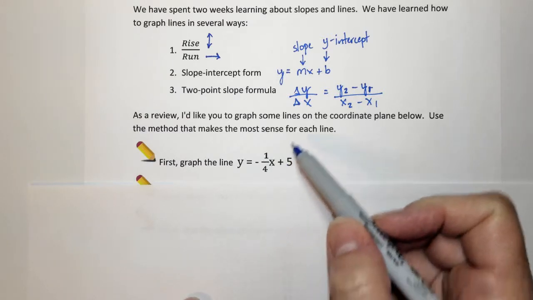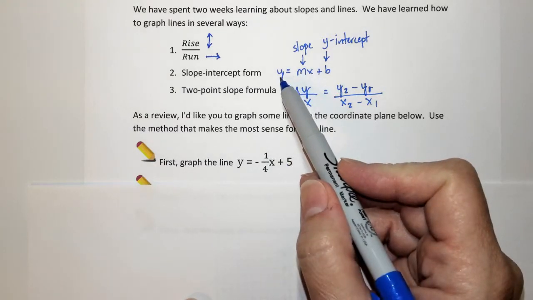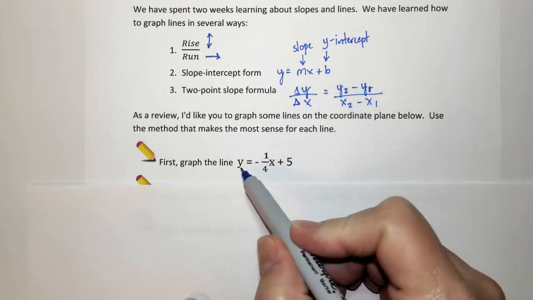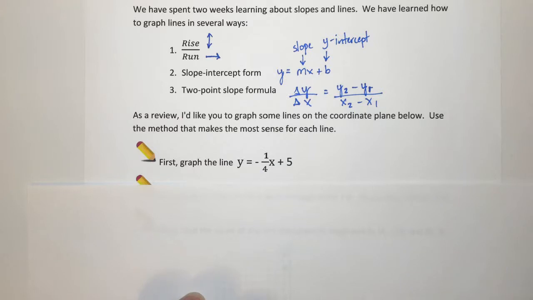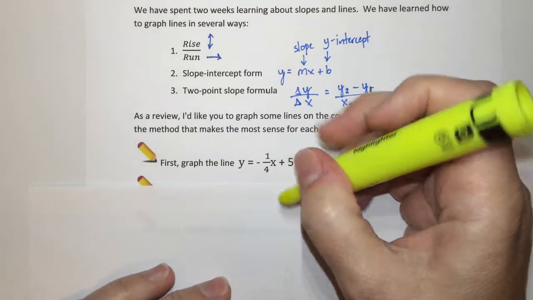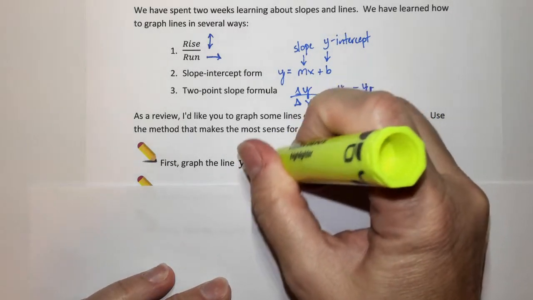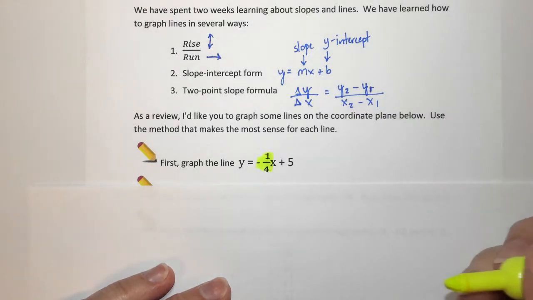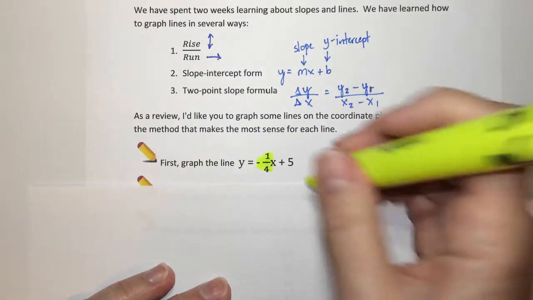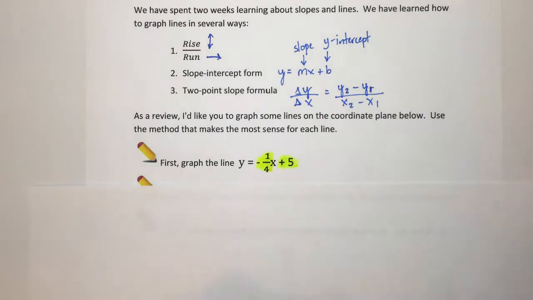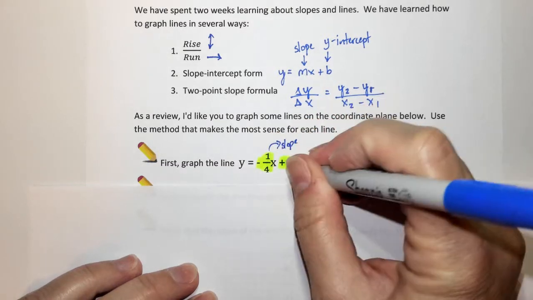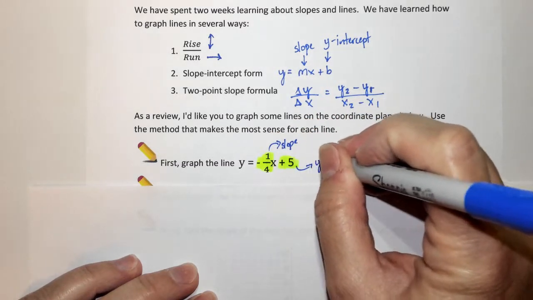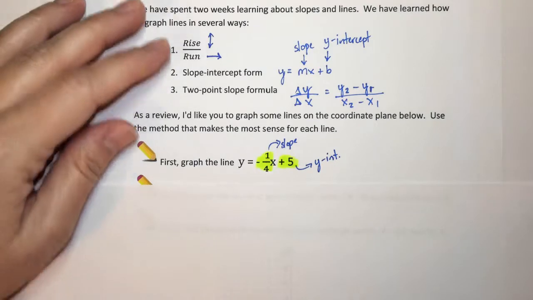So right away, I can look back up here and I see this y equals mx plus b. This is the exact form that we like to see. I'm going to highlight the numbers that are important here. -1/4, that's the m, or the slope, and +5, that is the y-intercept. So slope and y-intercept. All right, let's go ahead and graph that.